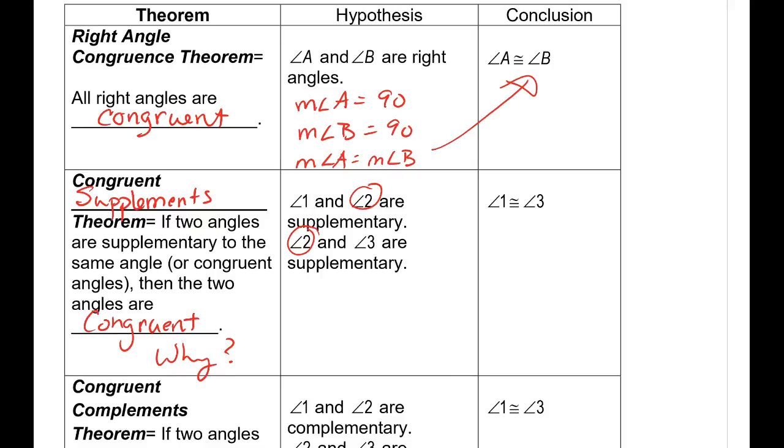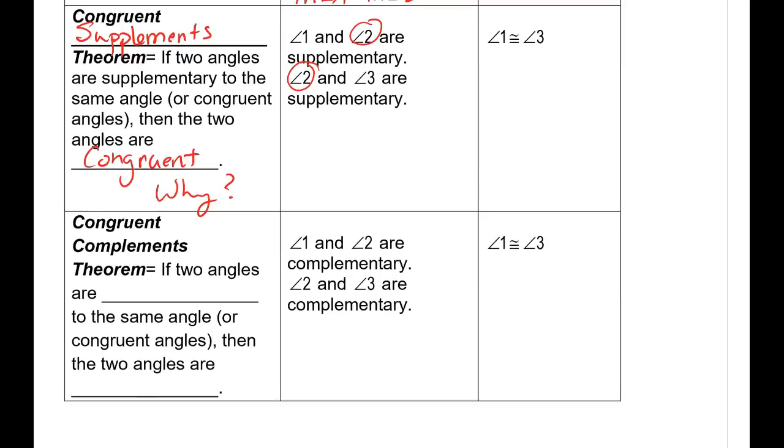Now look at the name of the next theorem. Congruent what? Complements theorem. Do you think it's the same theorem? What word do I change? To supplementary to what? Yeah, exactly. So if two angles are complementary to the same angle or congruent angles, then the two angles are what, my friends?